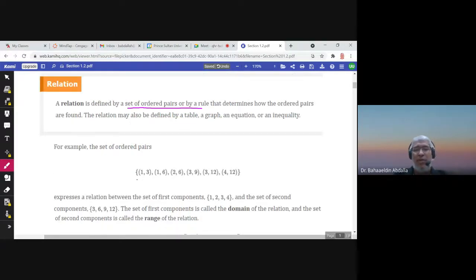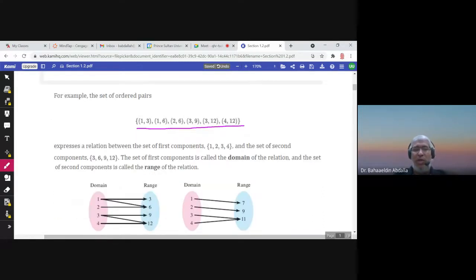For example, this is an example of a relation: a set of ordered pairs. Now, the set of the first components of the relation, 1, 2, 3, 4, is called the domain of the relation. And the set of the second components, 3, 6, 9, 12, is called the range of the relation.